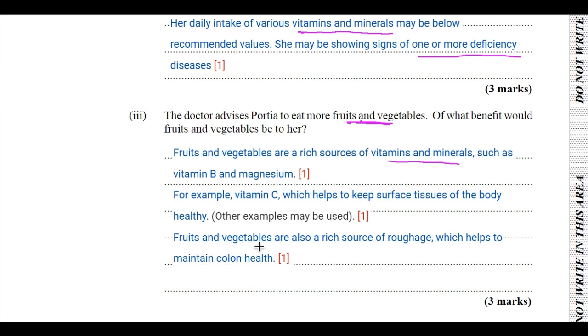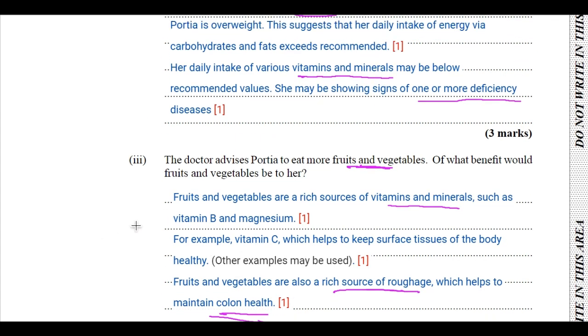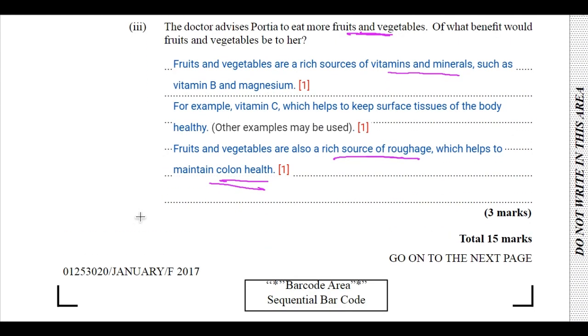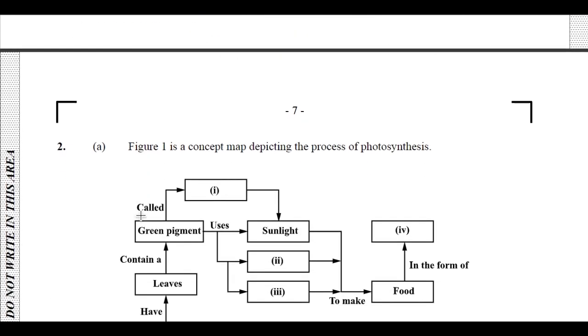Then for the last of the 3 marks, you also indicate that fruits and vegetables are a rich source of roughage, and that's going to help to maintain her colon health. Because actually, one of the health problems that she's at risk for is different types of cancers, like colon cancer. So by eating her fruits and vegetables, that's also going to help her to reduce the risk of developing that particular health problem. And that's your 3 marks. And that's it for question one. Yay! So let's go to question two.